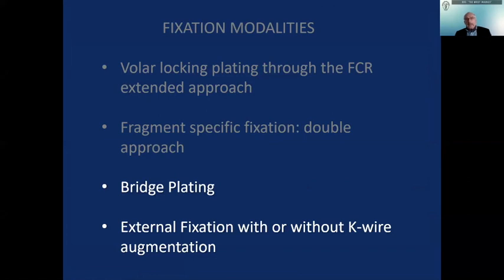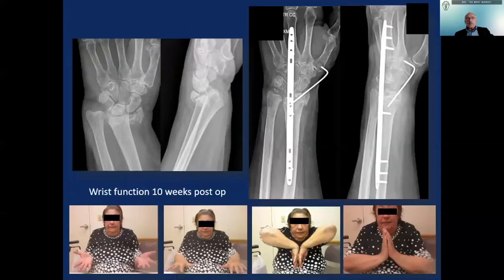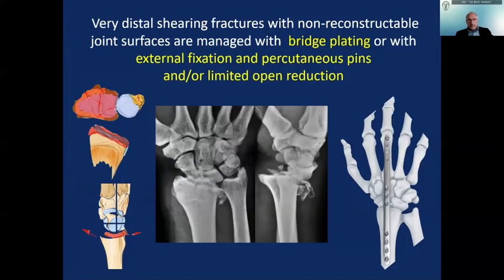And lastly, the bridge plating, as you can see in this slide, together with external fixation, will be used for severe non-reconstructible comminuted fractures. So these are the fractures that respond very well to traction. And here you see an example with a bridge plate between the 3rd metacarpal and the radius.